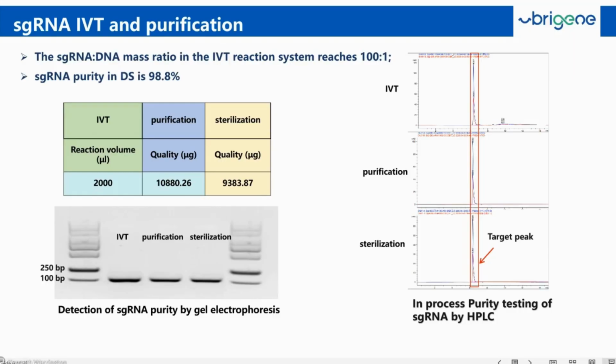We are able to achieve mass ratios in our reaction as high as 100 to 1, and small guide RNA purities at drug substance over 95%. Again, demonstrating here just the purification with the identification of our target peak through in-process purity testing using HPLC, as well as an image demonstrating the detection of the purity of our small guides following purification.